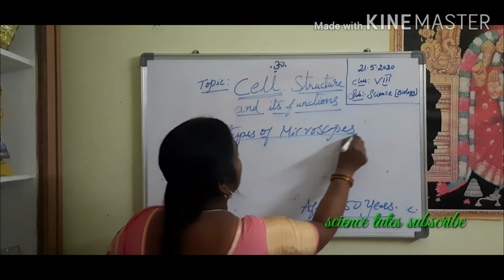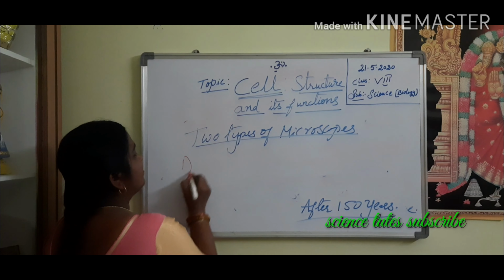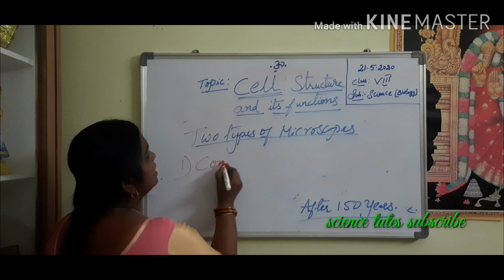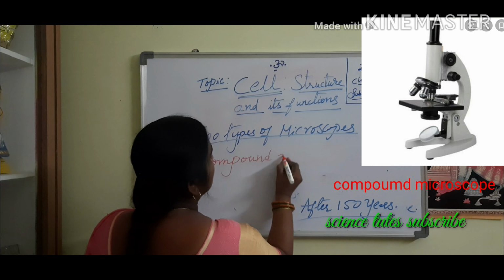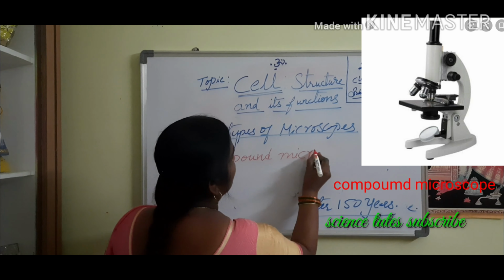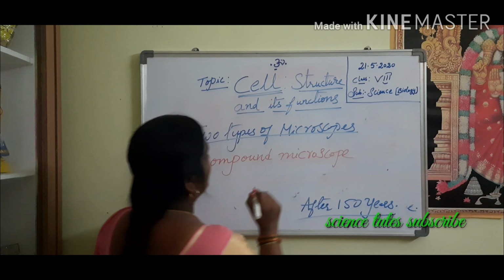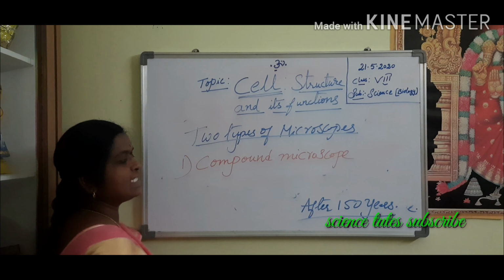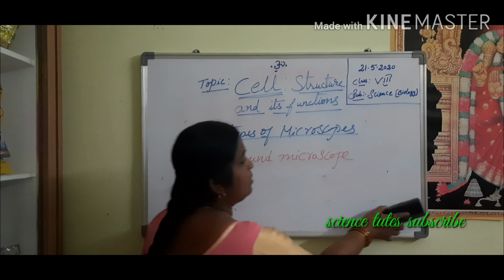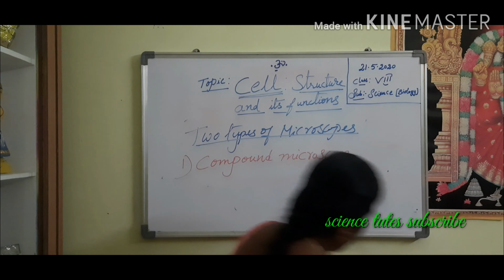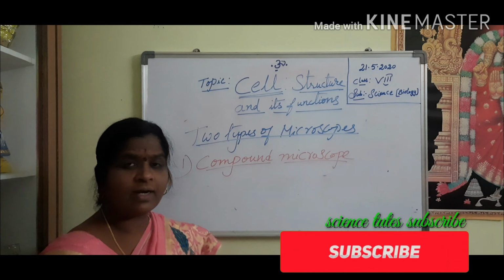So what are those two types of microscopes? One is the compound microscope. Let us know first the compound microscope. Later I will discuss the other microscope, that is the electron microscope. This compound microscope is also an advanced one.